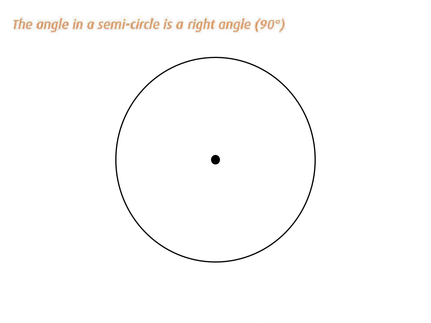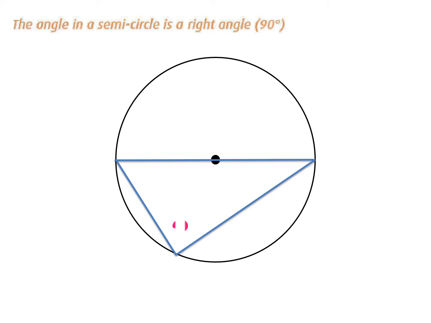Now, students, look at this circle. We draw a diameter and I draw two lines connecting the end of the diameter to the circumference. The question is, what is the angle formed? Very good. The angle formed is 90 degrees.